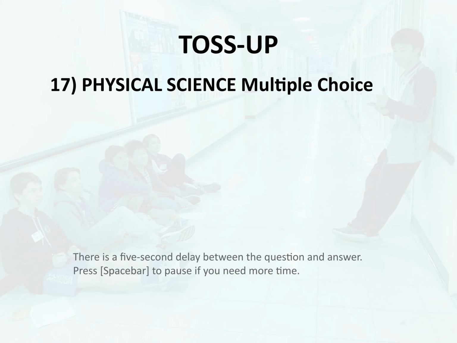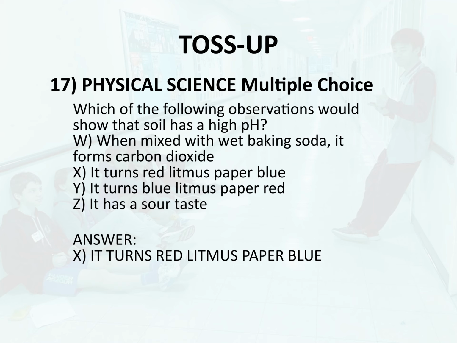Toss-up 17. Physical science. Multiple choice. Which of the following observations would show that soil has a high pH? W. When mixed with wet baking soda, it forms carbon dioxide. X. It turns red litmus paper blue. Y. It turns blue litmus paper red. Z. It has a sour taste. Answer: X. It turns red litmus paper blue.